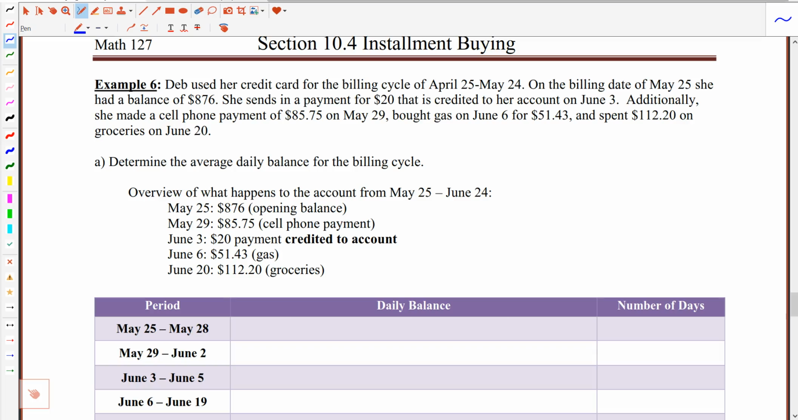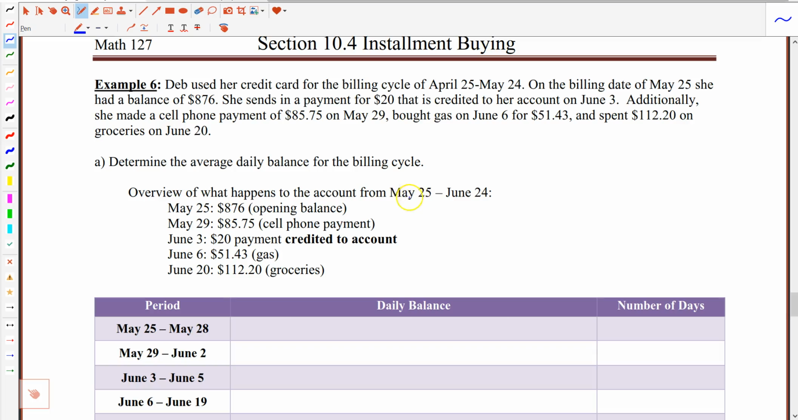So if the previous billing cycle was from April 25th through May 24th, then the next billing cycle goes from May 25th to June 24th. We're going to need to keep track of everything that happens on the card over this time frame, and not only how much something occurred, but also when it occurred. So right here I have organized dates out of all this information that was presented to us about what was going on the card on any particular date.